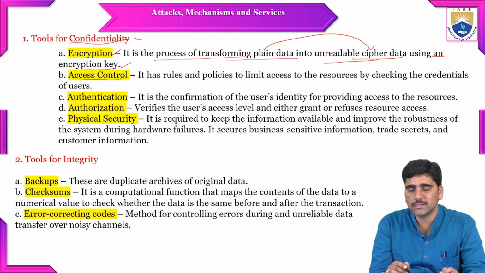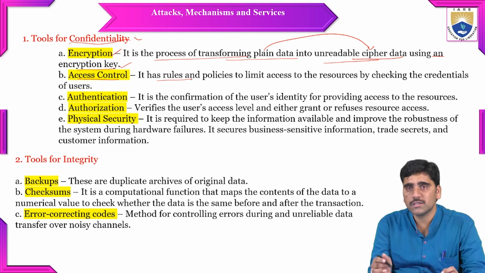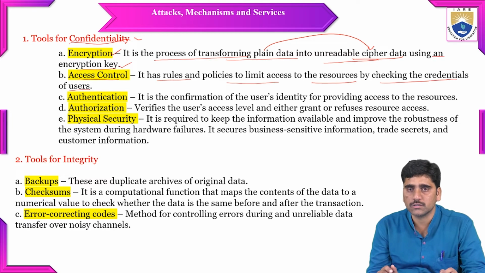And the second one is access control. It has rules and policies to limit access to the resources by checking the credentials of users. Whoever is authorized to access that data, only that person has access to it. And the third one, authentication. It is the confirmation of the user's identity for providing access to the resources, using biometrics, face recognition techniques or other authentication methods.